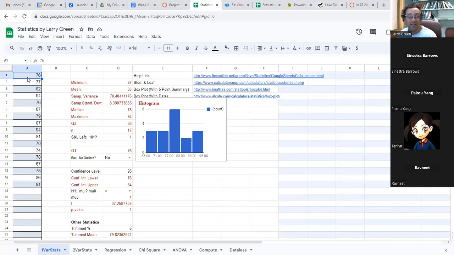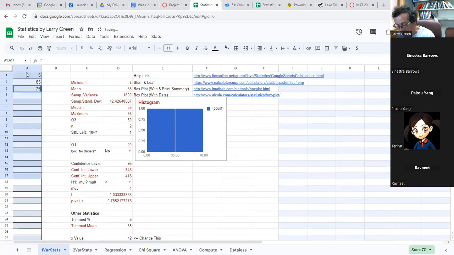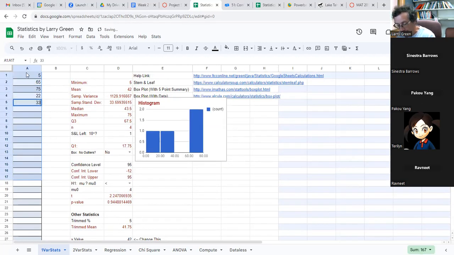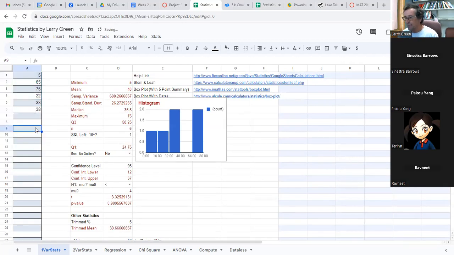Then the first thing you're going to do is highlight the numbers that are here, hit your backspace, and that lets you start over. Then you can put your data in, and that might be 5, 65, 75, 22, 33, 38, just making some numbers up, etc. Any questions on that? And then you have all the things you need. Notice it gives you the minimum, the mean, the variance we don't really do much with, the sample standard deviation, very important, the median, the maximum, the third quartile, the sample size.